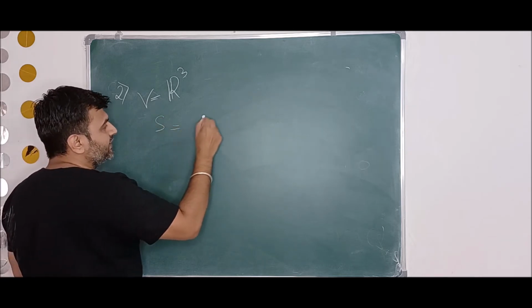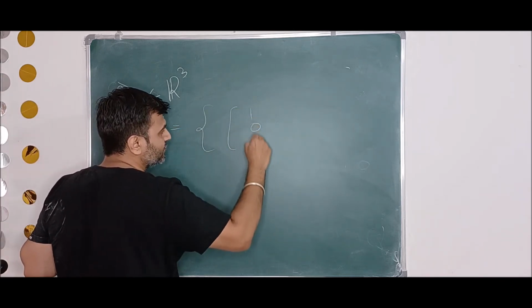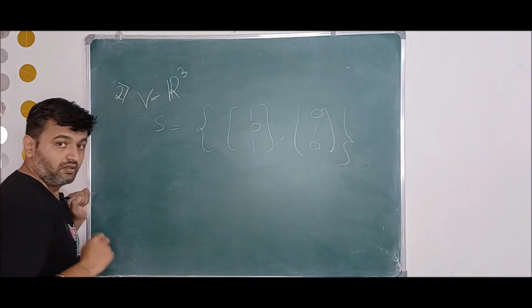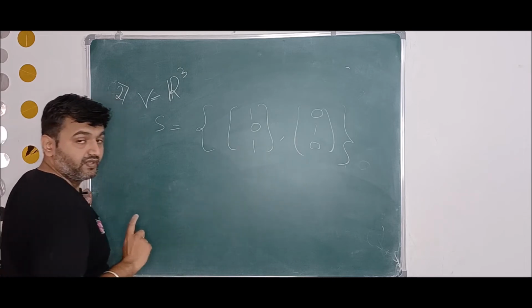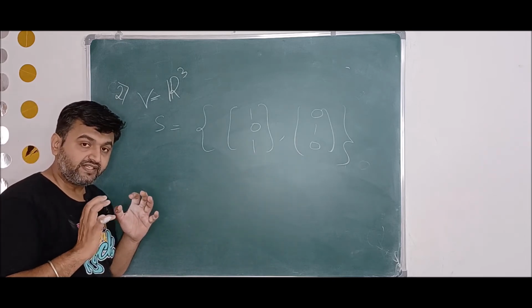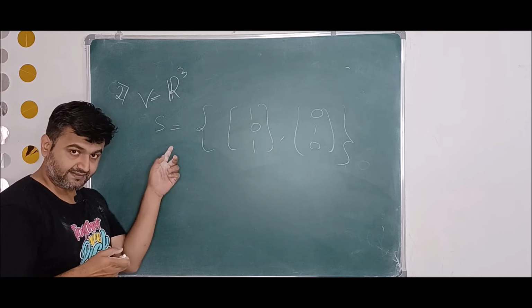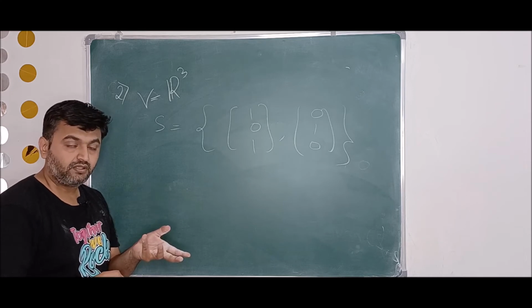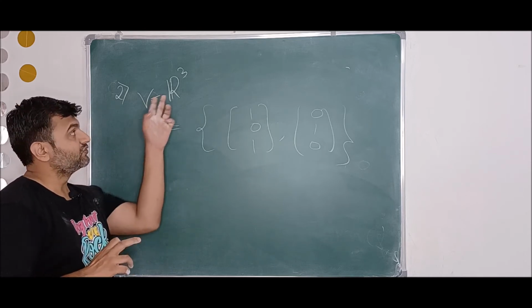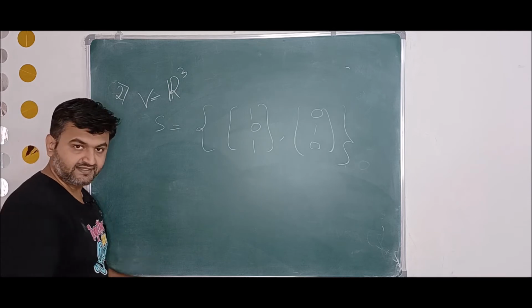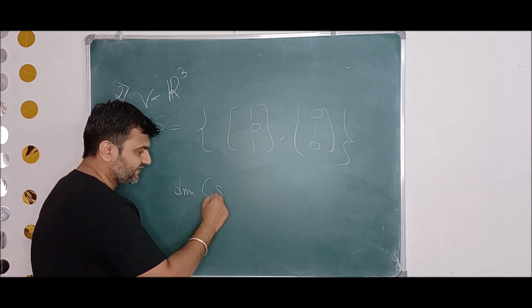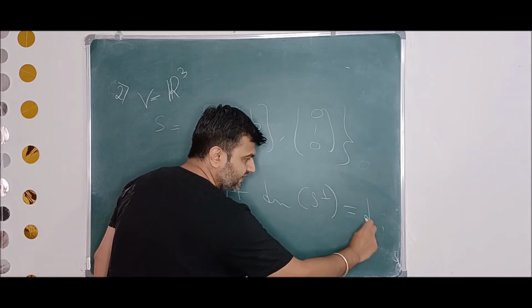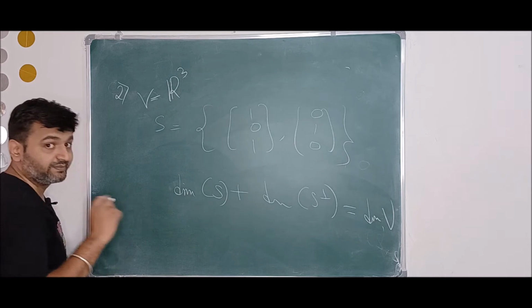Now let me take S to be the subset of R3 as (1, 0, 1) and (0, 1, 0). Are they independent? Yes. Always keep this in mind: the number of linearly independent vectors in the set S and the number of linearly independent vectors in S perp, the addition of those two is always the dimension of the vector space. Dimension of S plus dimension of S perp is always the dimension of the vector space.